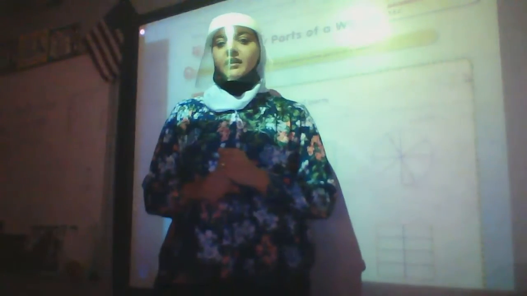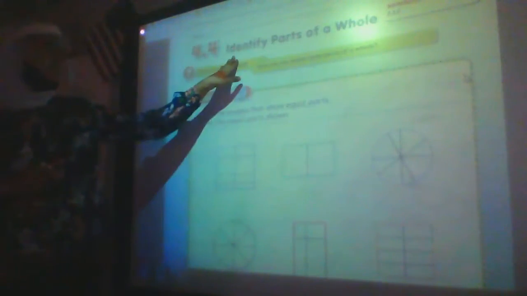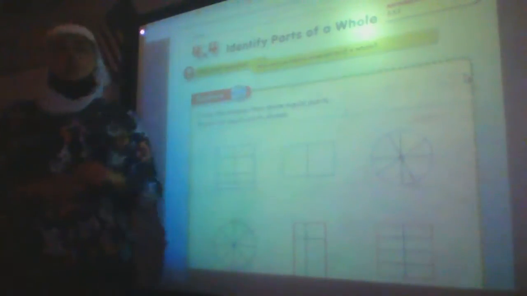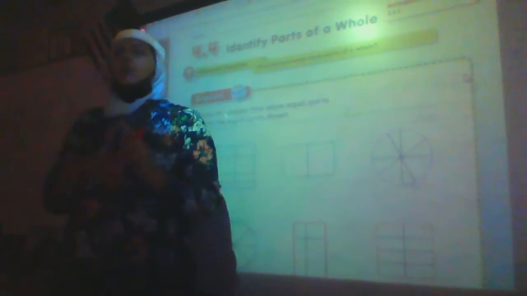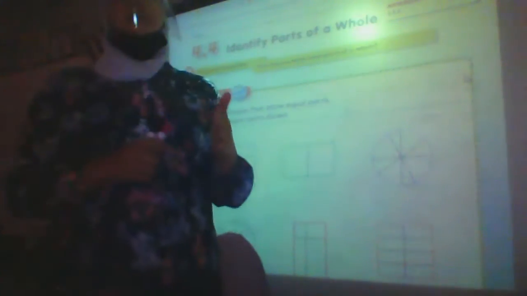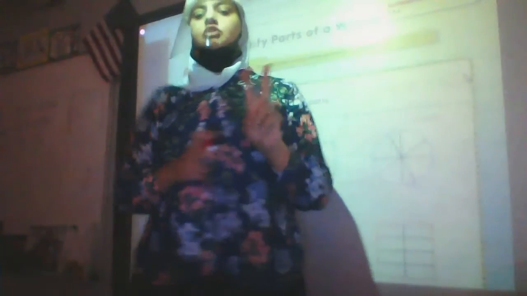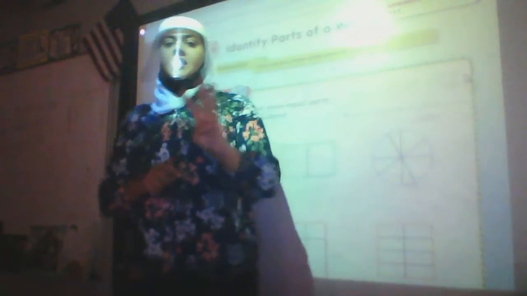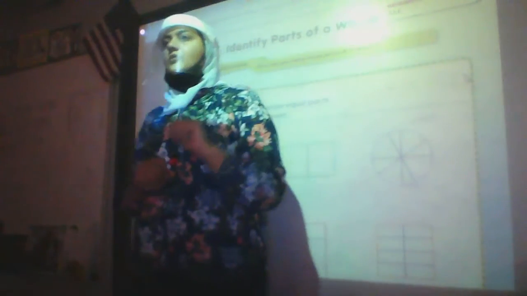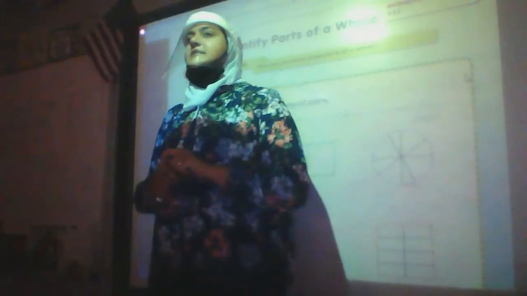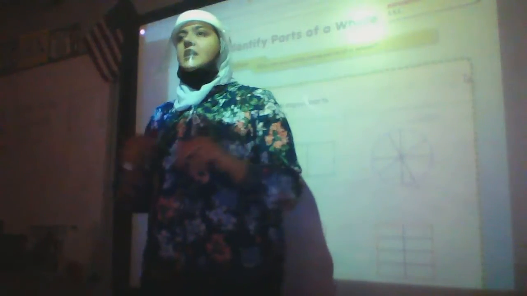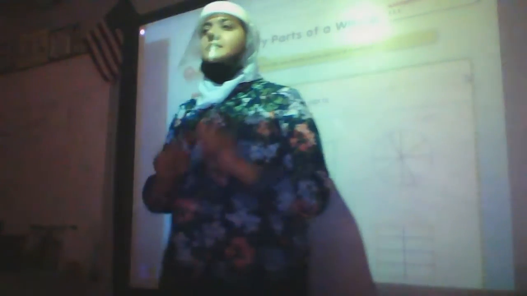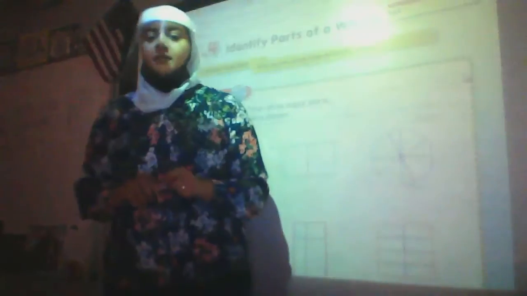Okay, class, welcome. This is our Go Math lesson, section 4.4. We are going over identify parts of a whole. So a whole is one whole, it's cut into 0 parts, right? If we cut it into a half, then it's cut into how many equal parts? 2. If we cut it into a third, how many equal parts? If we cut it into fourths, how many equal parts? If we cut it into sixths, how many equal parts? If we cut it into eighths, how many equal parts? That's easy, right? Very good.